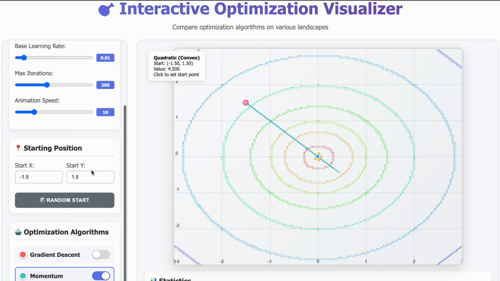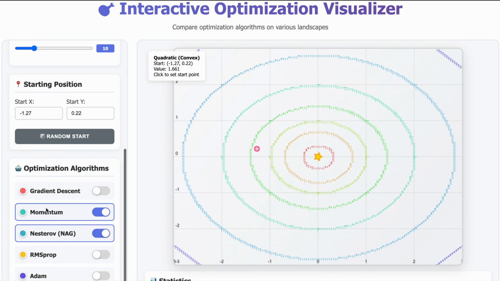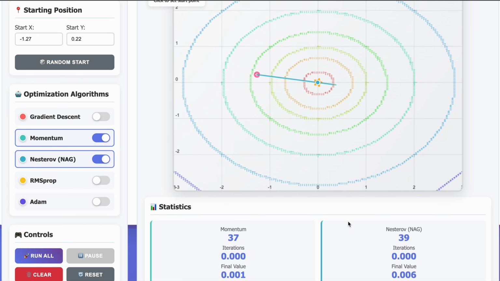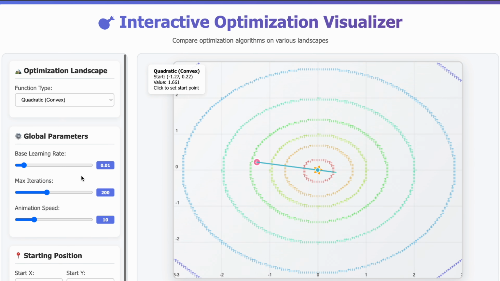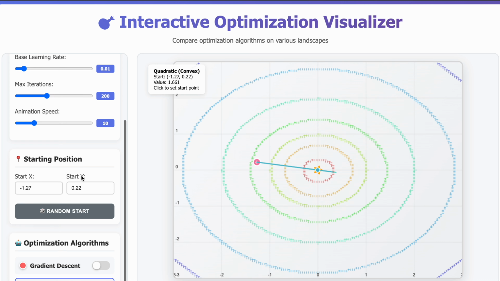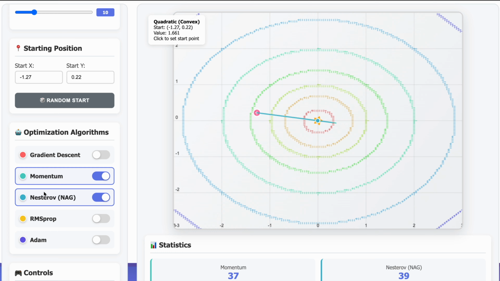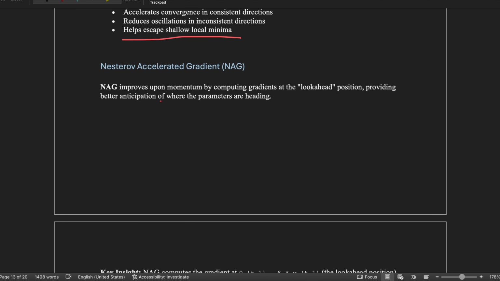If I change the position a little and run it, you can see that Nesterov and momentum are performing closer to each other. What I'm looking for is what happens if you follow the lighter blue version of the ball and the darker blue version, which is NAG, Nesterov accelerated gradient.